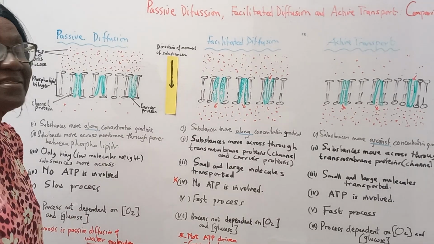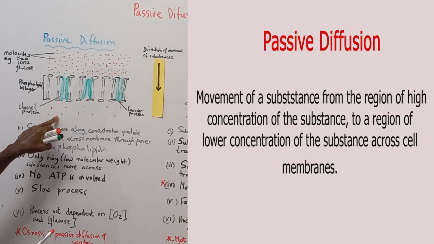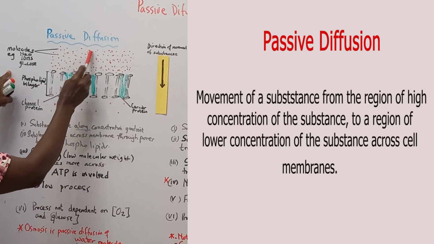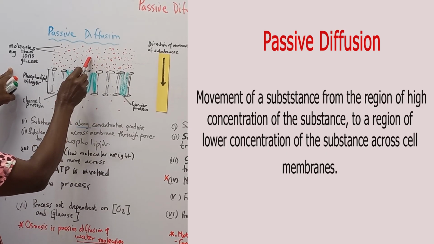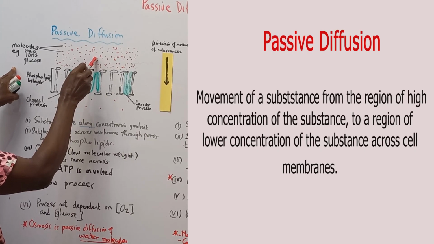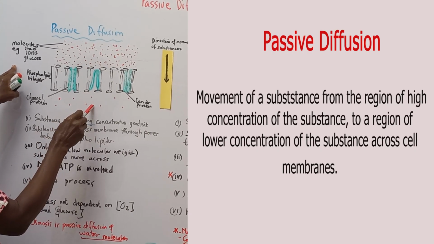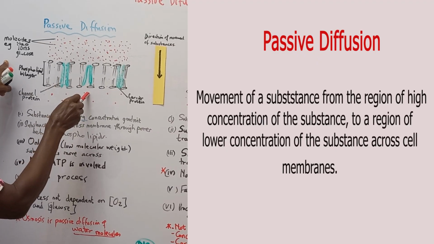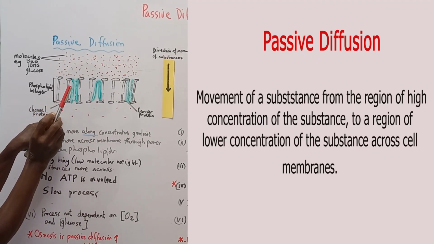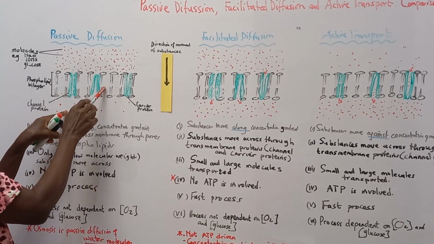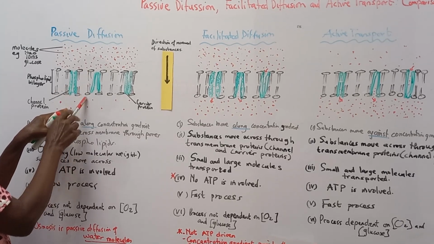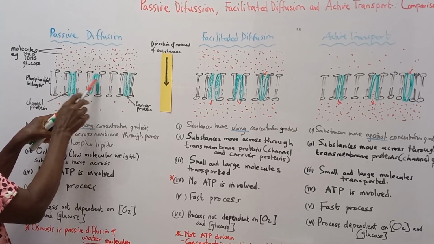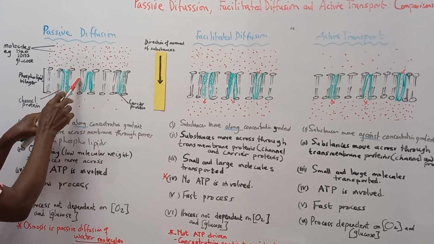So, for our lesson, passive diffusion is the movement of a substance from a region of high concentration of the substance to a region of lower concentration of the substance across a cell membrane. That is passive diffusion. And the movement of the substance is through the pores in between the phospholipids.